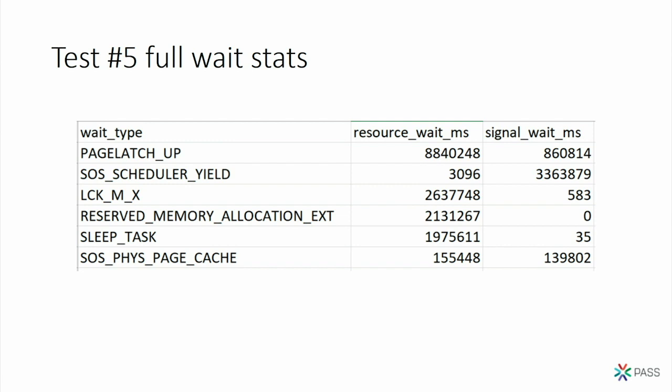Look at that. Our enemy is all the way down to 4th. Great. PAGELATCH_UP. I've heard of that one before, right? We've all heard of PAGELATCH_UP. OK. So we've reduced one bottleneck. A new bottleneck rises to the top. Now you see why I have so many slides, right?